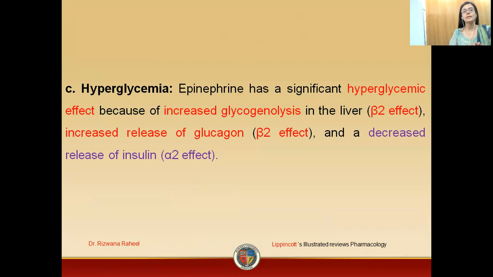Now coming towards the hyperglycemic effects. Epinephrine has a significant hyperglycemic effect because it increases glycogenolysis, that is the breakdown of glycogen into glucose, due to the beta 2 effect. Secondly, it has the ability to increase the release of glucagon. This is also because of the beta 2 effect. Thirdly, it decreases the release of insulin due to activation of alpha 2 receptors. So all these three factors simultaneously cause hyperglycemia.